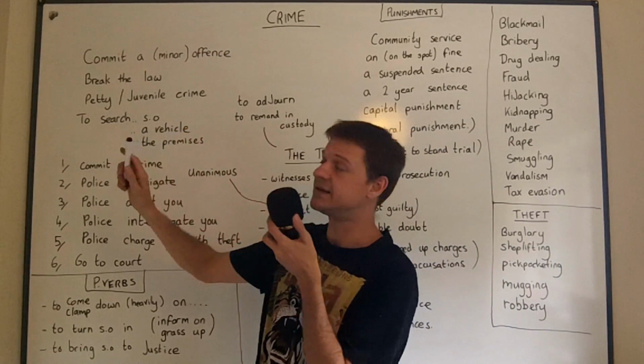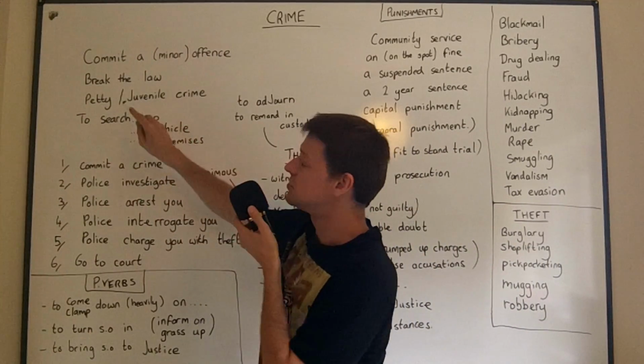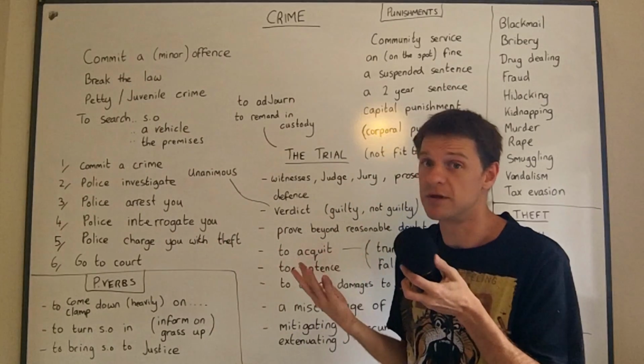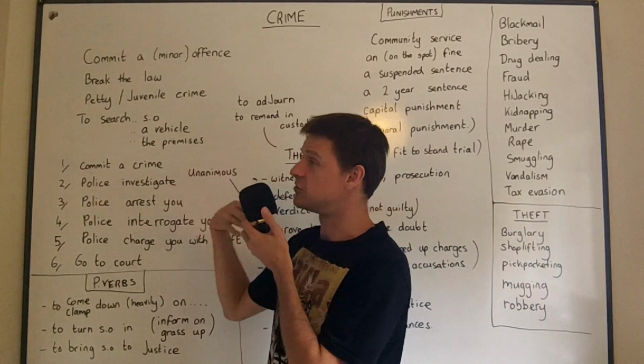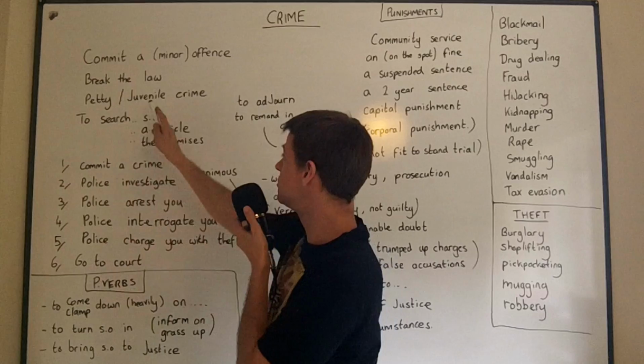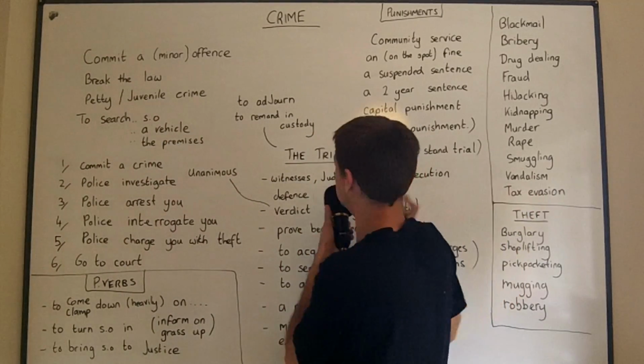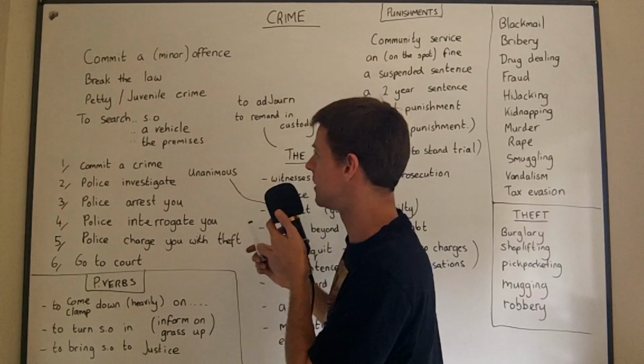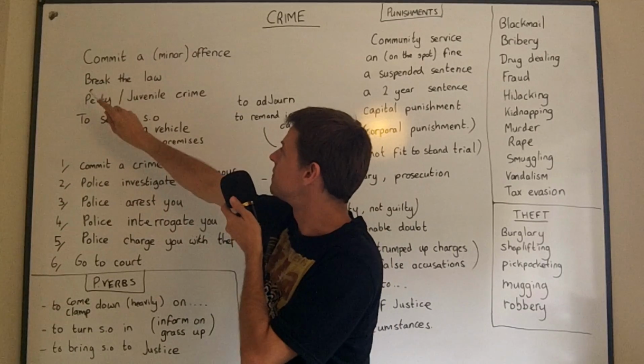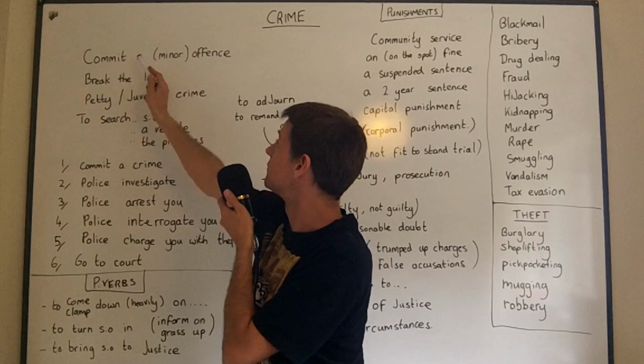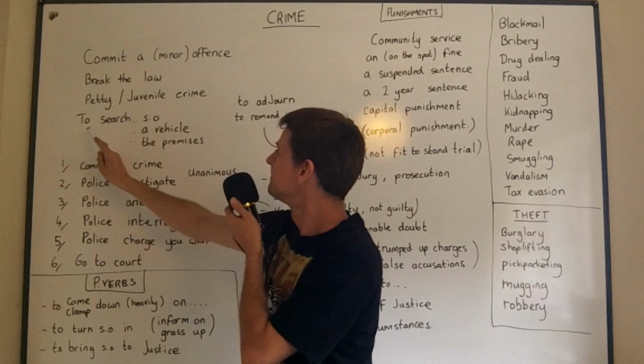And they're usually committed by juveniles. Juvenile is another word for youth. So a young person who commits a crime, this is an example of juvenile crime. So vandalism is obviously very often juvenile crime. Another word for committing a crime is breaking the law.